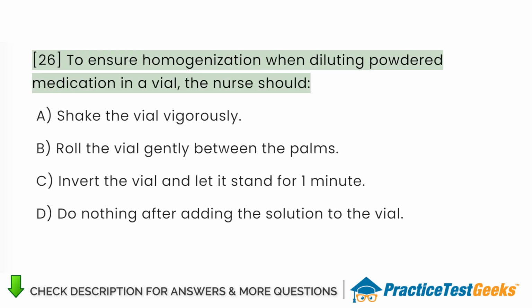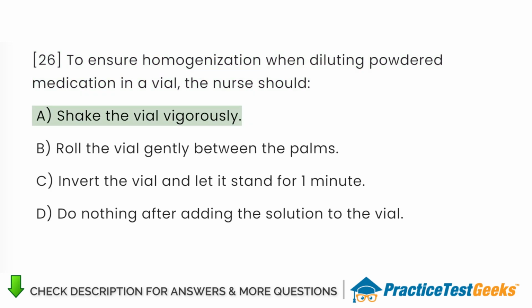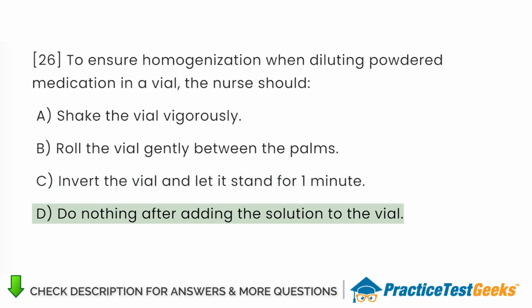To ensure homogenization when diluting powdered medication in a vial, the nurse should: A. Shake the vial vigorously. B. Roll the vial gently between the palms. C. Invert the vial and let it stand for 1 minute. D. Do nothing after adding the solution to the vial.